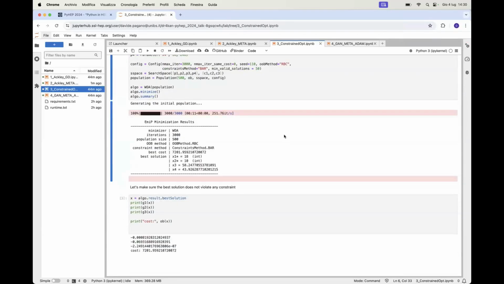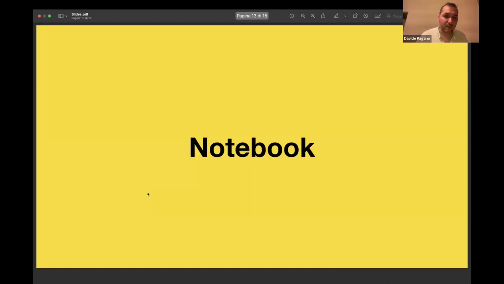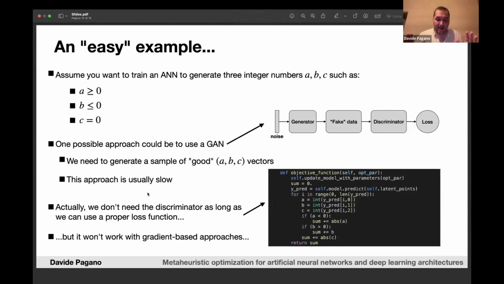Okay, before showing you the last example, which is maybe the most interesting one, the last example I want to present to you is the most relevant to the talk, I would say. That is how to use EvoMIP for the optimization of the weights of a neural network. Now, the example that I chose seems easy, but it's actually tricky.